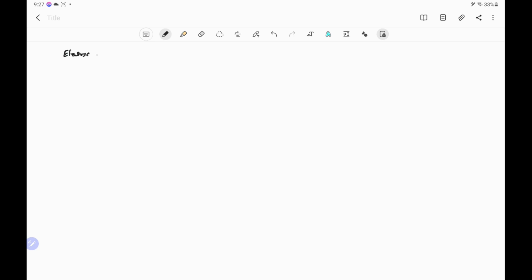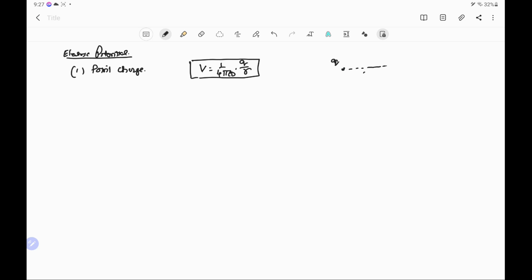Electric potential. First, which we have already discussed, that because of a point charge, electric potential is defined as 1 by 4 pi epsilon naught q by r. And this is a scalar quantity. This is the point where charge q is placed, and at a distance r from this q, the potential will be given by 1 by 4 pi epsilon naught q by r.